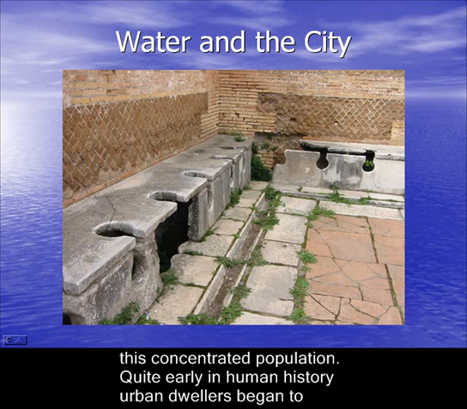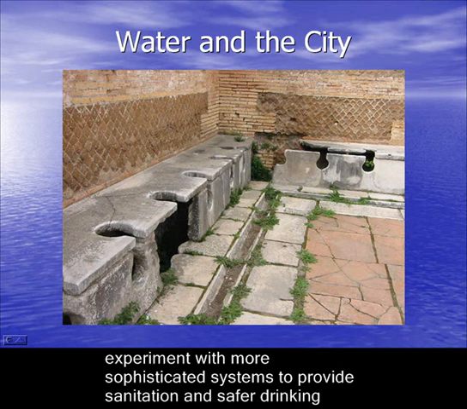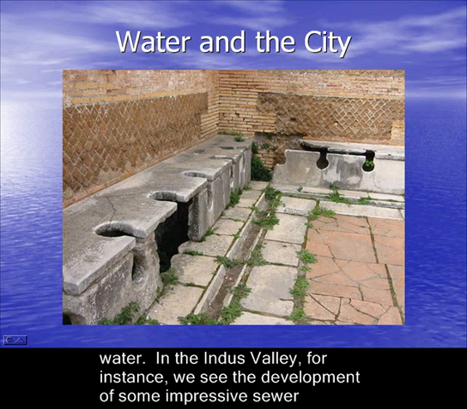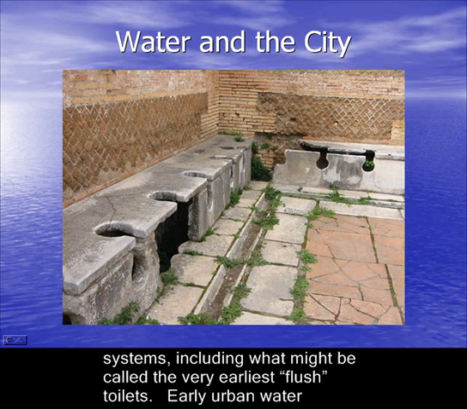Quite early in human history, urban dwellers began to experiment with more sophisticated systems to provide sanitation and safer drinking water. In the Indus Valley, for instance, we see the development of some impressive sewer systems, including what might be called the very earliest flush toilets.